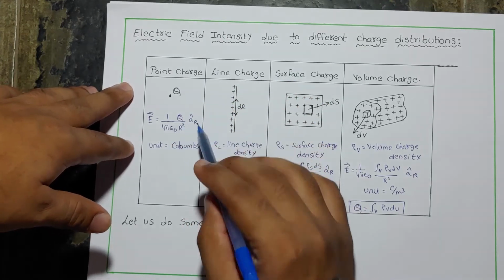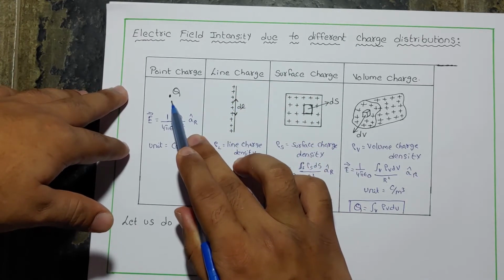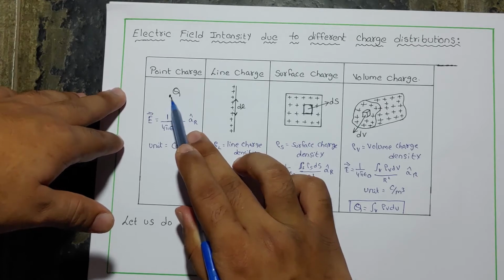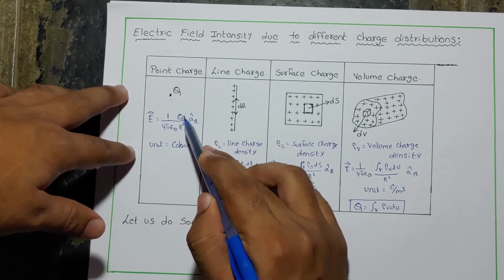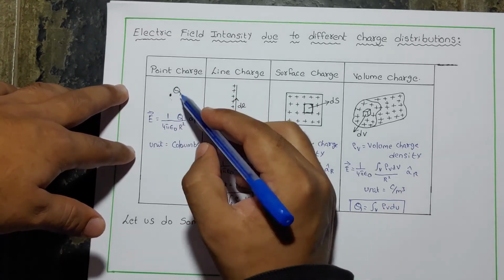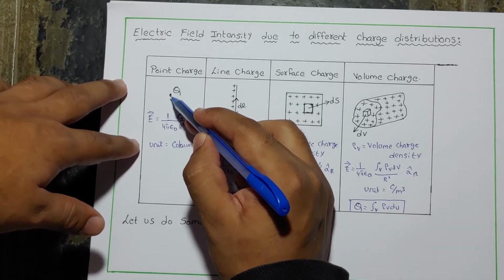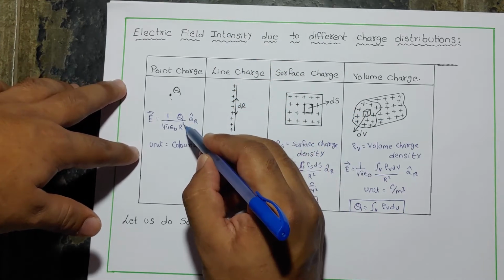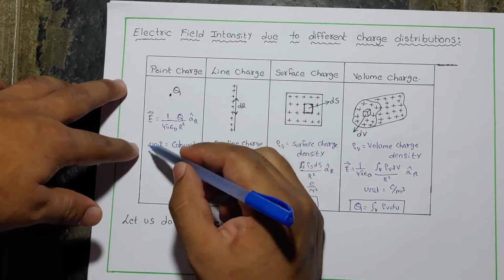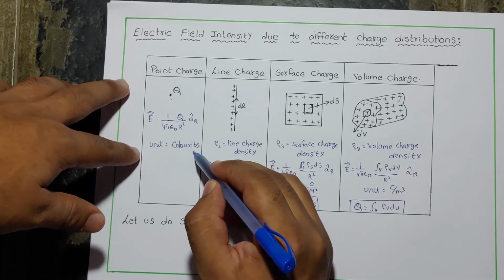As this was a point charge, it does not have any dimension. So 1 by 4 pi epsilon naught Q, which is a charge Q, divided by distance between a charge, which is another charge placed in the free space, by R square into a unit vector in the direction, and the units for this would be coulombs.